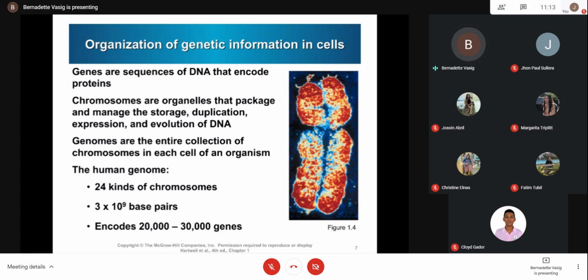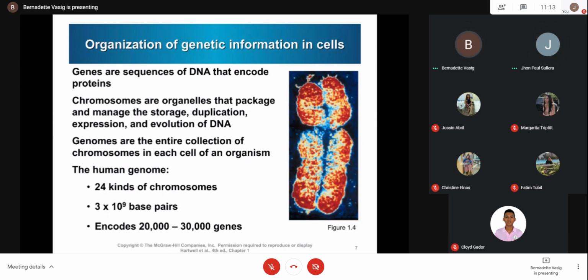Can you elaborate your answer, Mr. Flip? You're actually correct, but I just want it to be elaborated. The 22 autosomal chromosomes, ma'am. And then the other 2 are the sex-determining X and Y chromosomes.